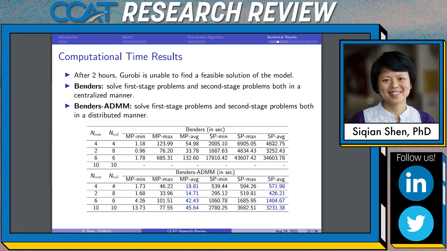Okay, so some of these instances, even if you use Benders, it's going to take hours, but using Benders slash ADMM is still going to be doable within an hour. But again, this is offline optimization, so you can solve this model a day ahead and then implement it the next day. This is for 10 by 10, but it's really not necessary. A lot of times, in fact, if you just look at a small grid, it's enough to guarantee some good quality of the solution.